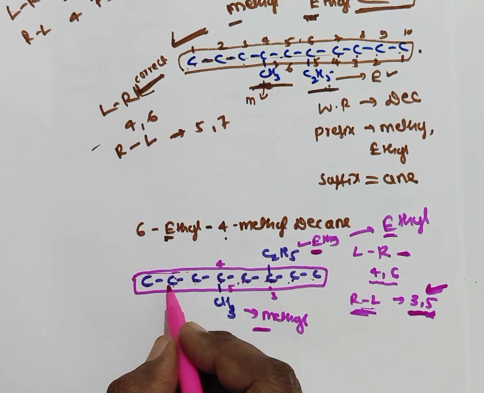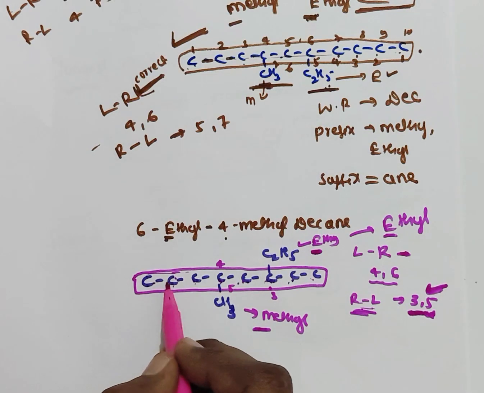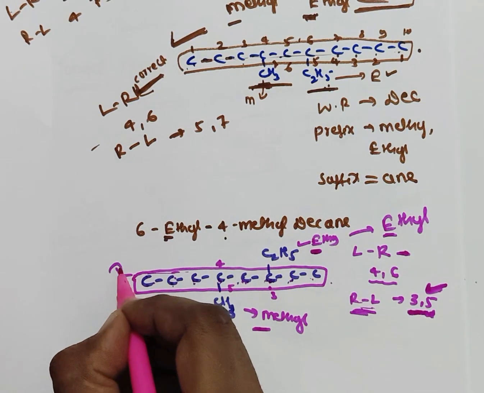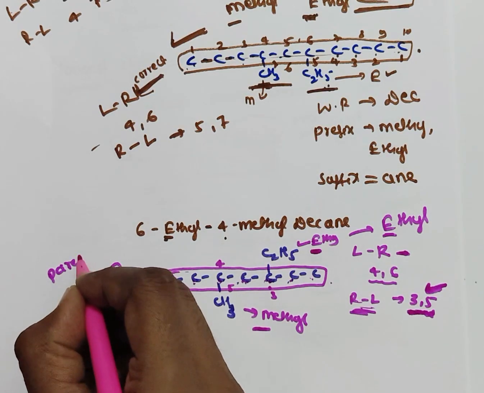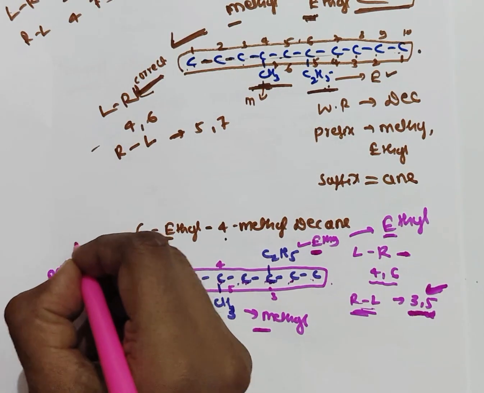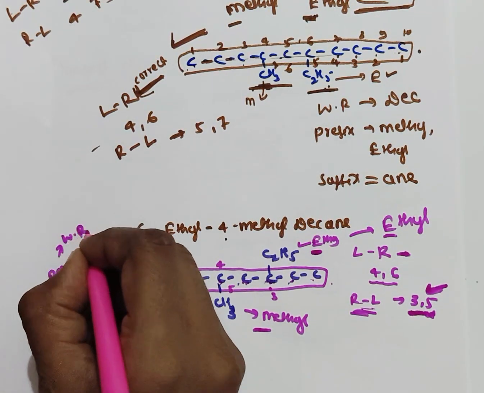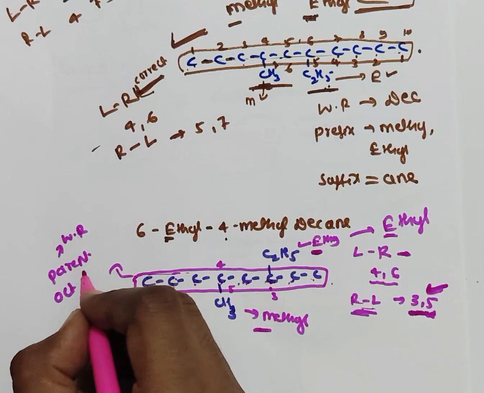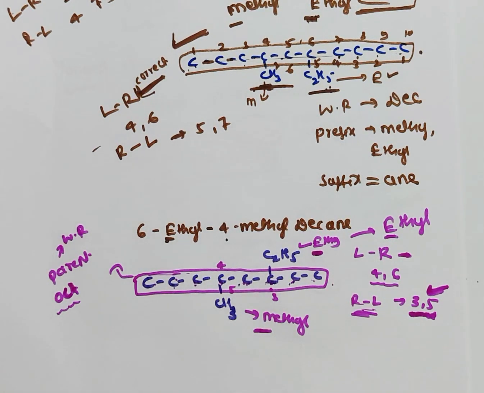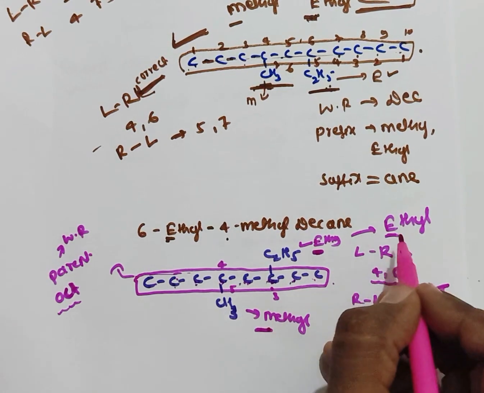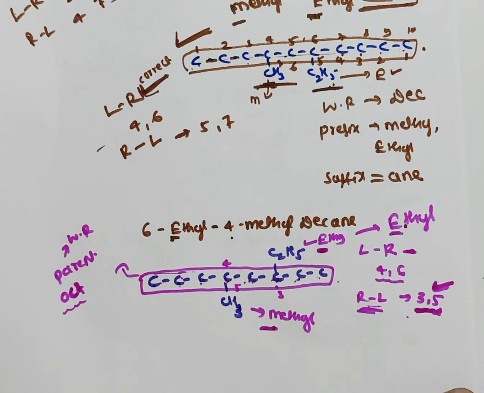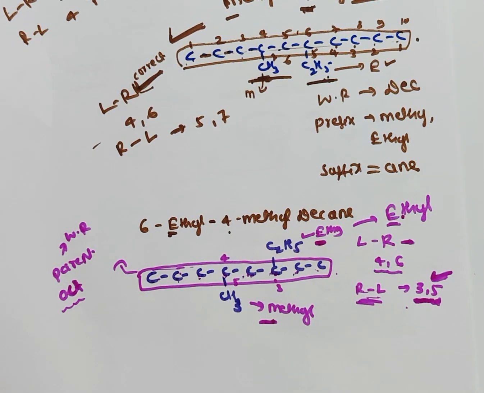Our parent chain contains how many carbon atoms? 1, 2, 3, 4, 5, 6, 7, 8. Eight carbons means the parent chain, and the word root is oct. Word root means nothing but the parent chain; here 8 carbon atoms are there. Therefore, the word root is oct. What are prefixes? Methyl and ethyl are prefixes. What are locants? 3, 5 are locants. Then write the nomenclature.